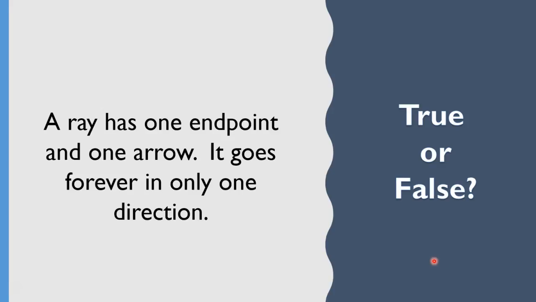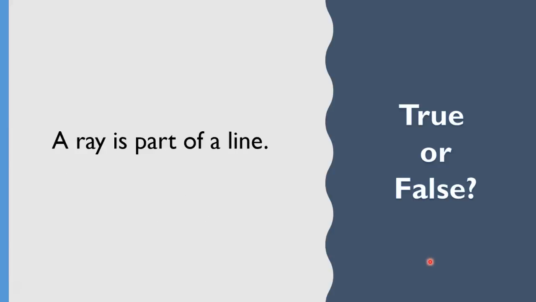All right, so true or false? A ray has one endpoint and one arrow. It goes forever in only one direction. True or false? A ray is part of a line.